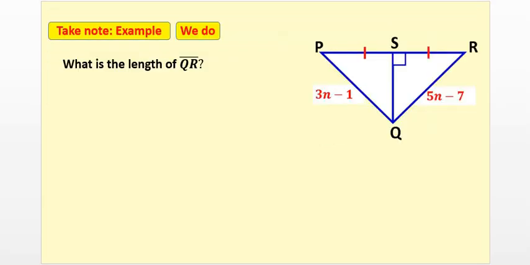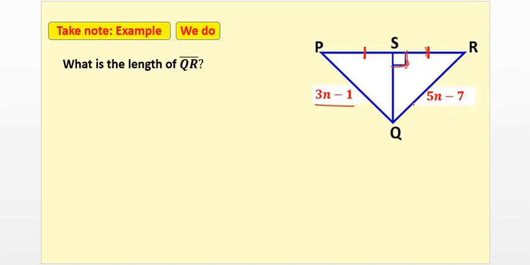Let's solve an example. It says what is the length of QR. First of all, we have to decide what this diagram is about. Clearly we can see here that there is a right angle and we have two equal segments. This means that there was a line segment PR and this is showing the perpendicular bisector. Why is QS the perpendicular bisector? Because it is making a right angle with PR and also it is cutting it into two equal halves. So this diagram is all about the perpendicular bisector.